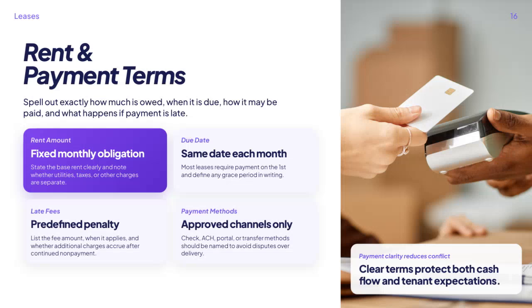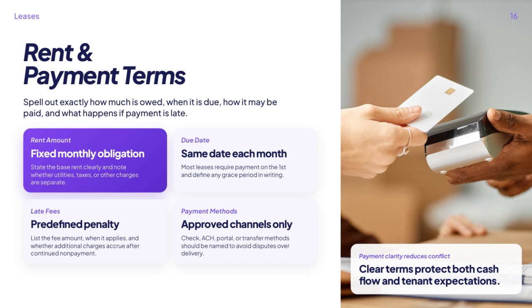When we talk about rent and payment terms, it's crucial to be very clear and specific. First, the rent amount needs to be clearly stated as a fixed monthly obligation. This means the base rent should be spelled out clearly, and it's important to mention whether utilities, taxes, or other charges are included or separate.